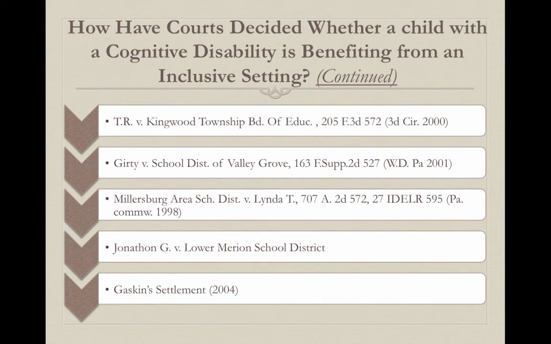And then here I tried to select some Pennsylvania decisions, which you can find on the web, other than the Third Circuit one, which, TR, was a New Jersey case. But the remainder are Pennsylvania, and you can find that some of these also began as due process hearings, so you can find some information about them on the Office for Dispute Resolution website.